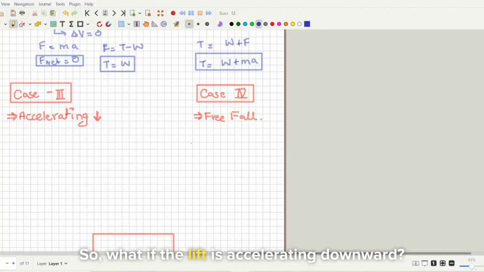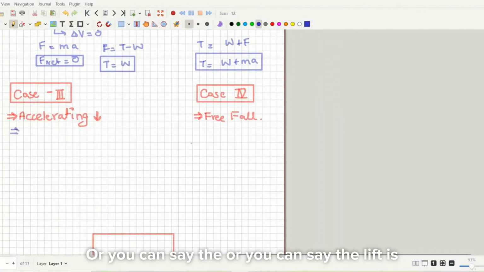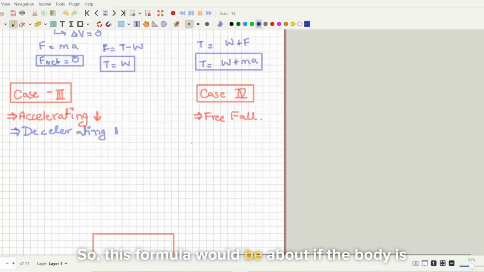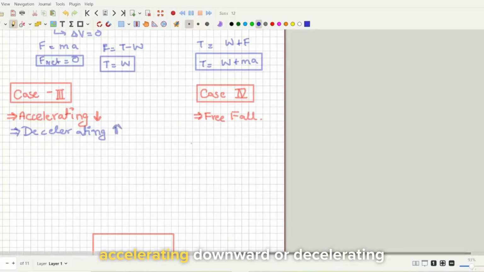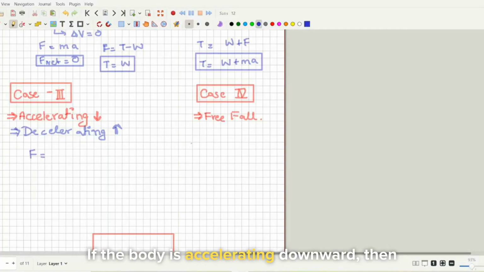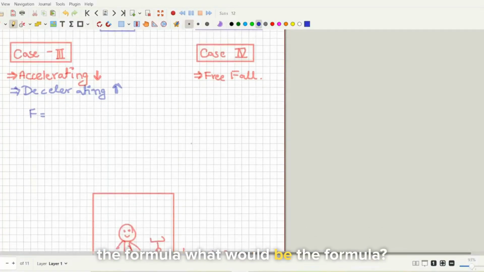So what if the lift is accelerating downward, or you can say the lift is decelerating upward? This formula would be about a body accelerating downward or decelerating upward. What is the formula for force if the body is accelerating downward?